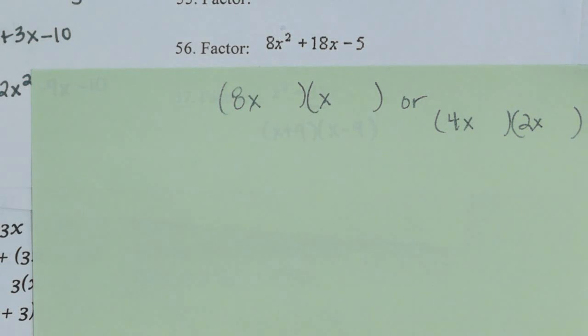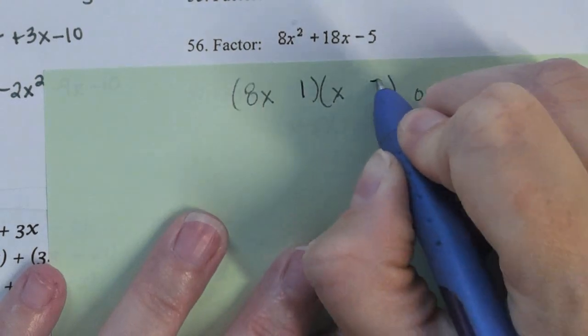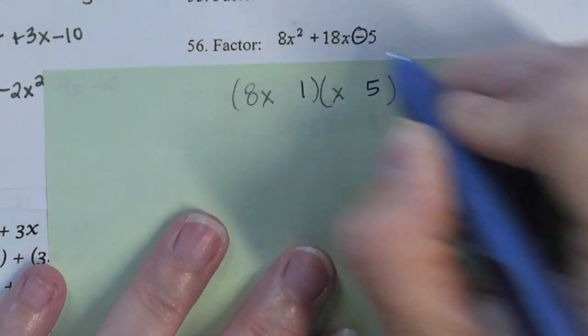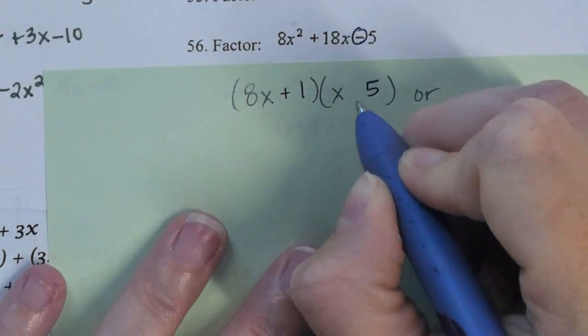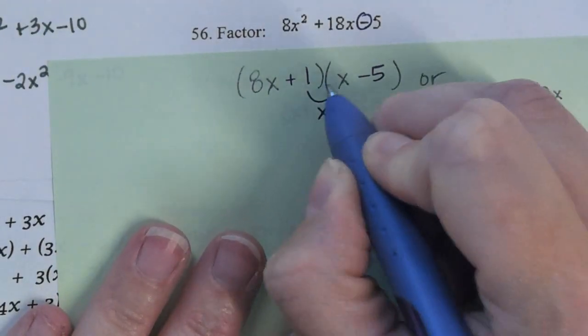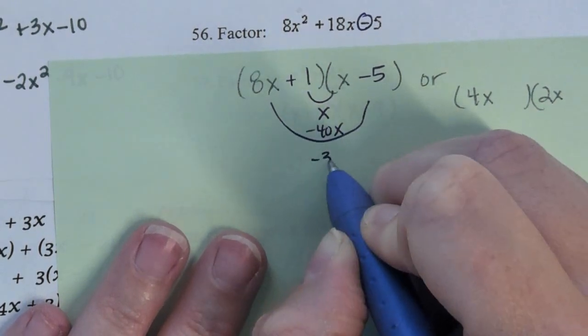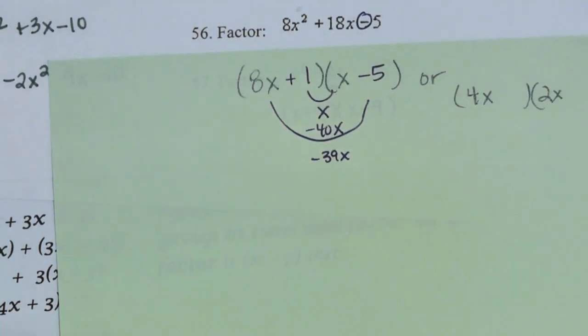So with the 8x, I have 1 and 5. That's the only thing that makes 5. Because it's negative, the signs are opposite. One has to be plus, one has to be minus. So what I do is I just do the inside x. This would be negative 40x, which is negative 39x. Is that what I want in the middle?